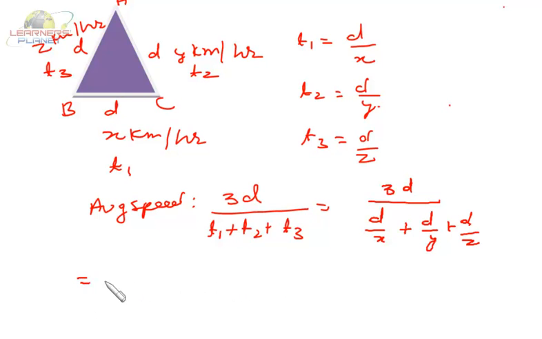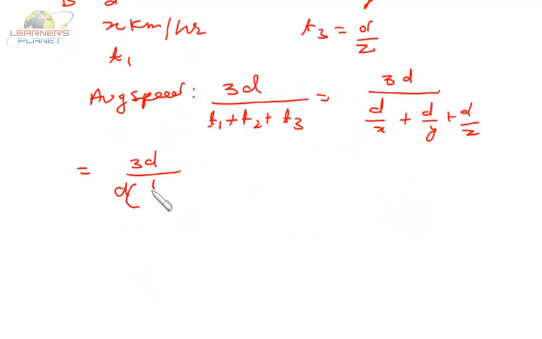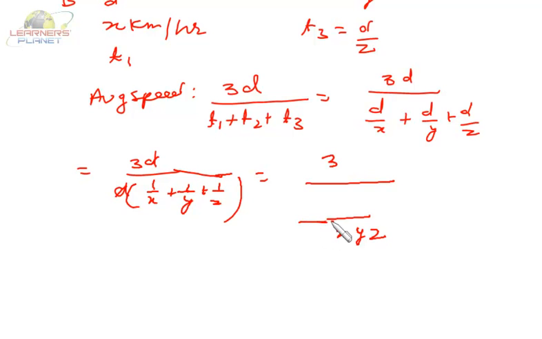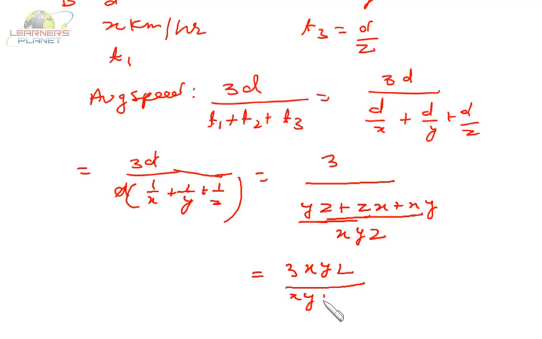So let's calculate it here. It is 3d. Let's take d as common, so 1 by x plus 1 by y plus 1 by z. It's 3 upon, let's take the LCM, xyz. Here it is yz plus zx plus xy. So finally it is 3xyz by xy plus yz plus xz. That is the average speed.